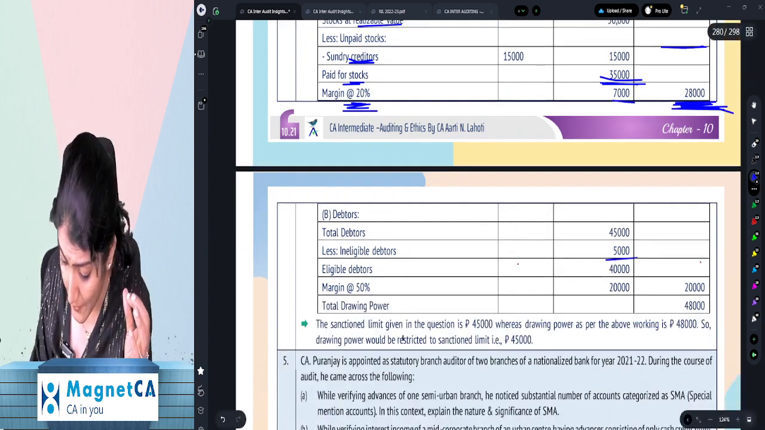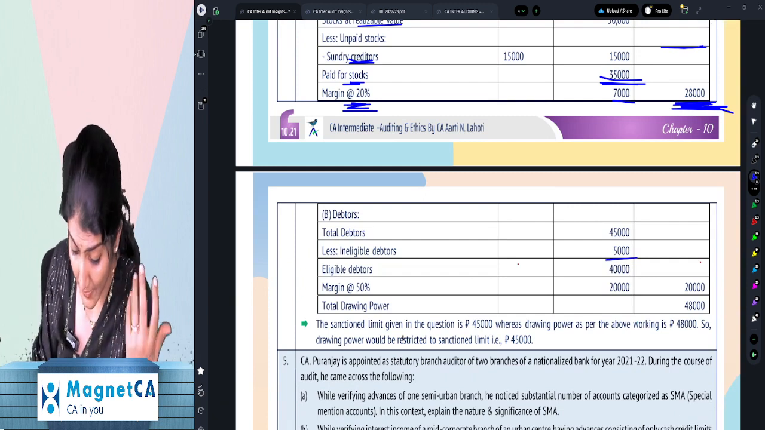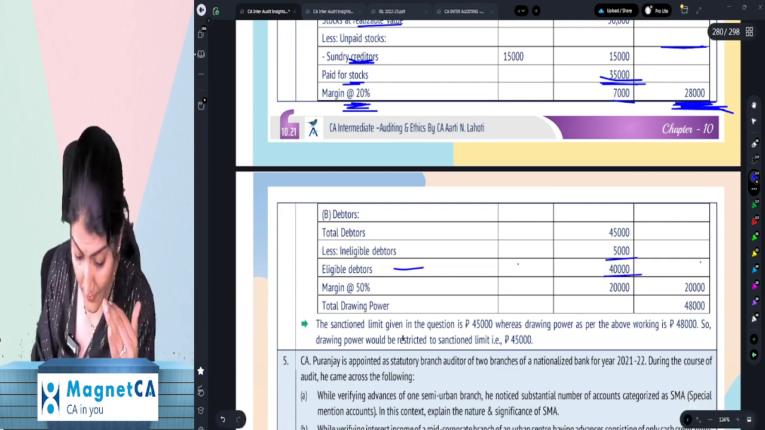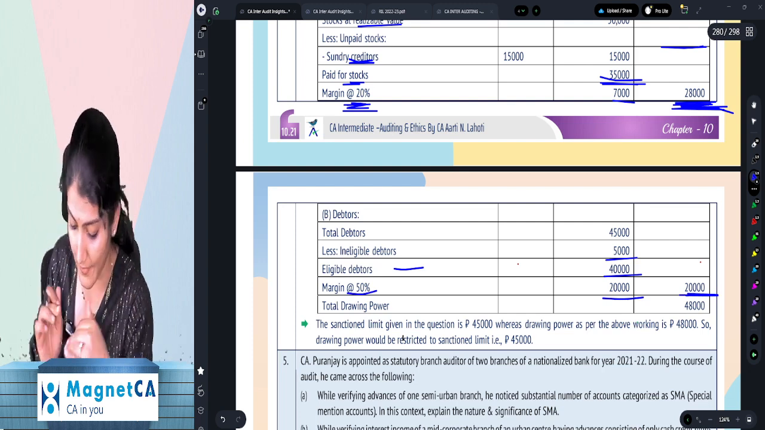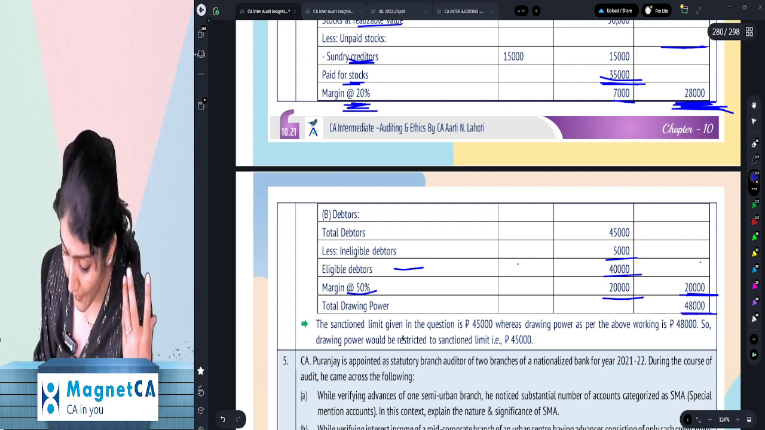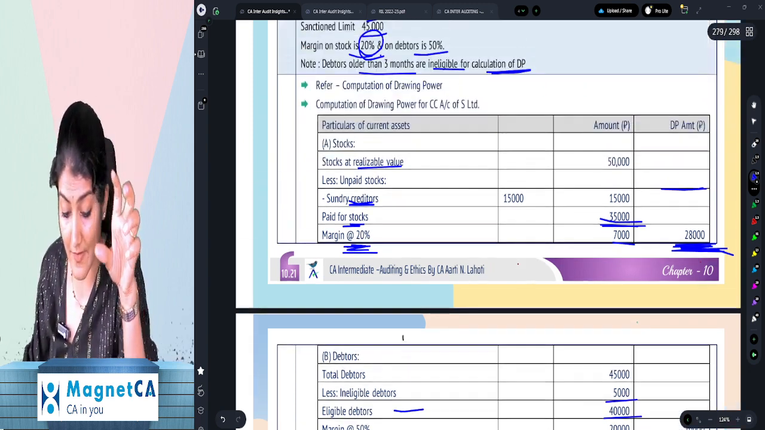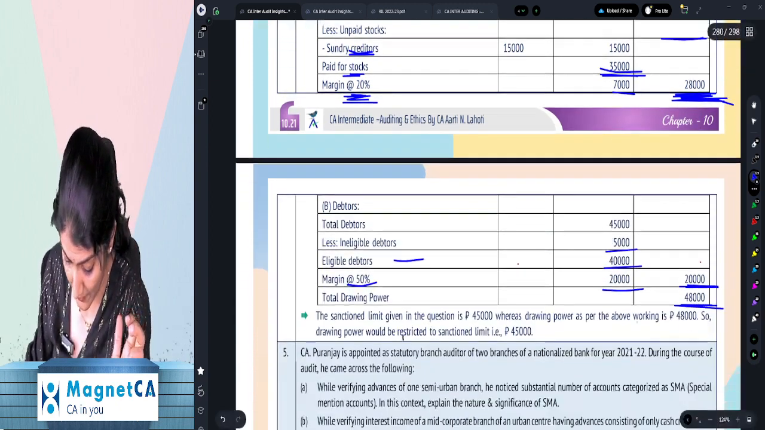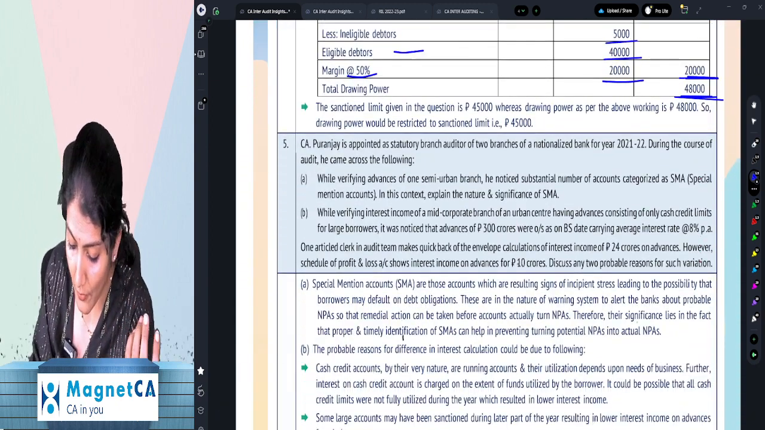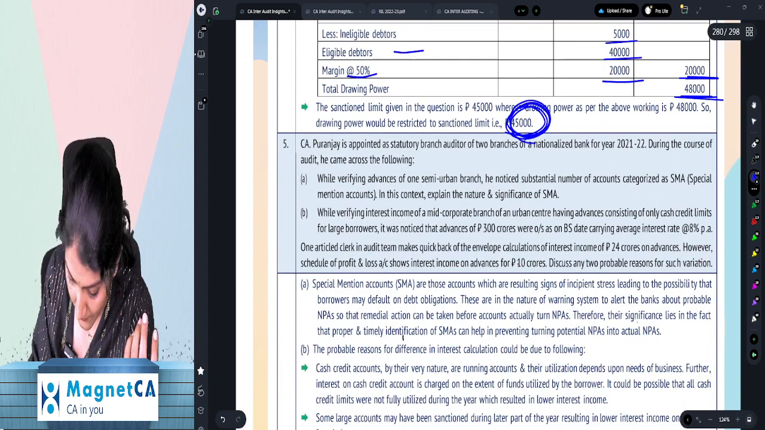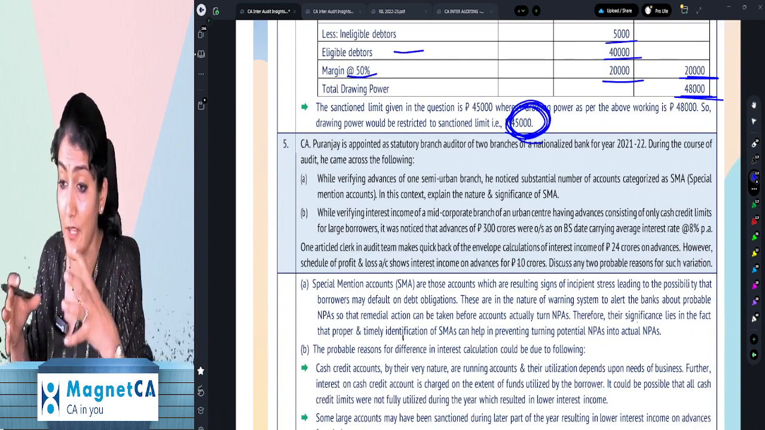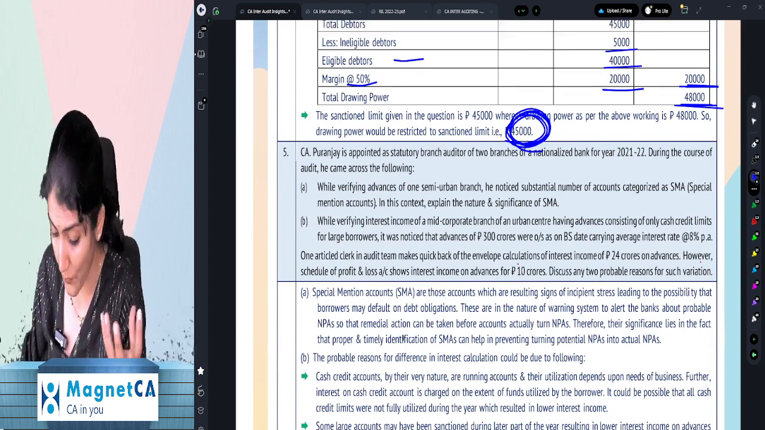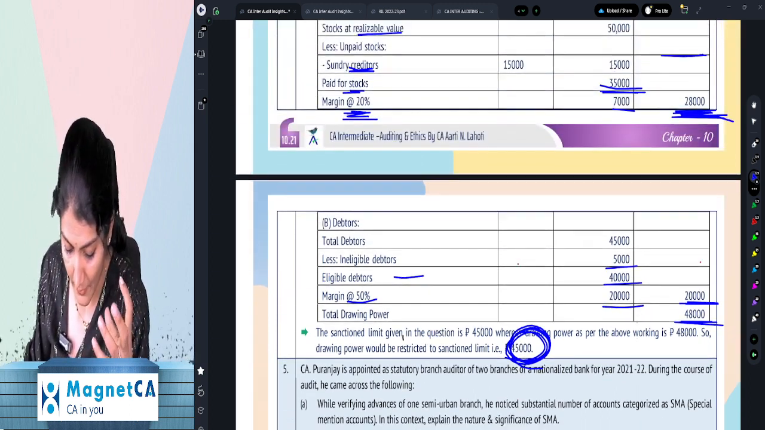Debtors older than 3 months, 5,000, ineligible. Eligible debtors 40,000. Then margin is 50%. So what is the value of the debtors? 20,000. And what is the drawing power? 48,000. But what is the sanctioned limit? 45,000. So that is why the drawing power is going to be 45,000. Right, so that is one area where they are asking the question.